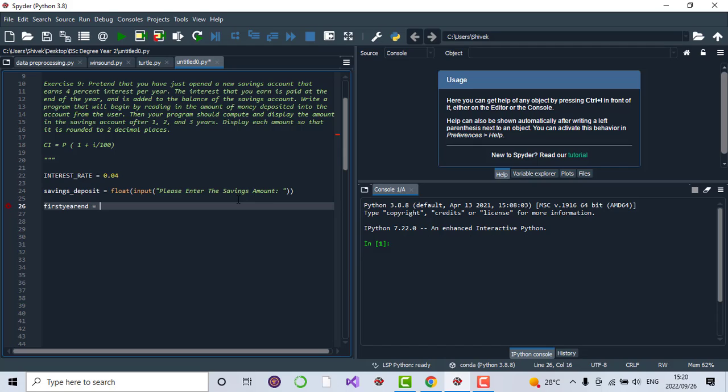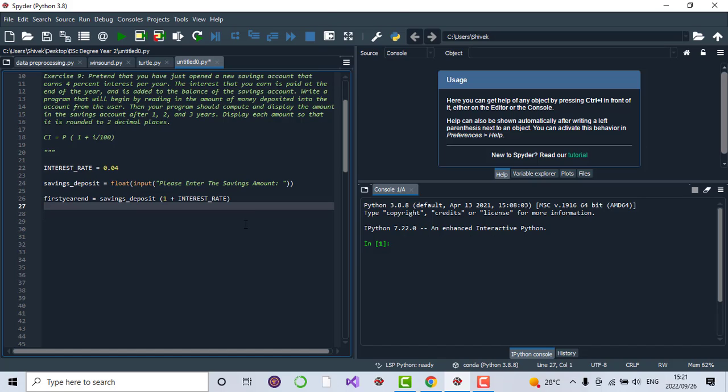Now, first year end is equal to savings deposit into 1 plus our constant interest rate. That's good, that's excellent. That's year 1. Now let's proceed to the second year. Let's call it second year end equals. This is where we need to pay attention to our calculation, because in the second year we are not starting that year off with just the savings deposit value.